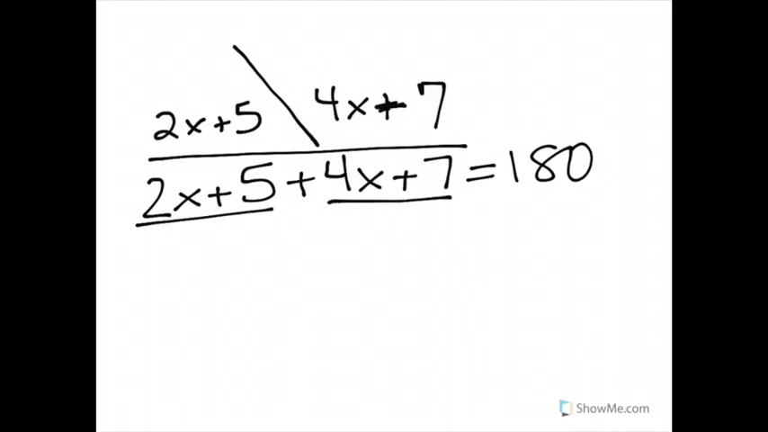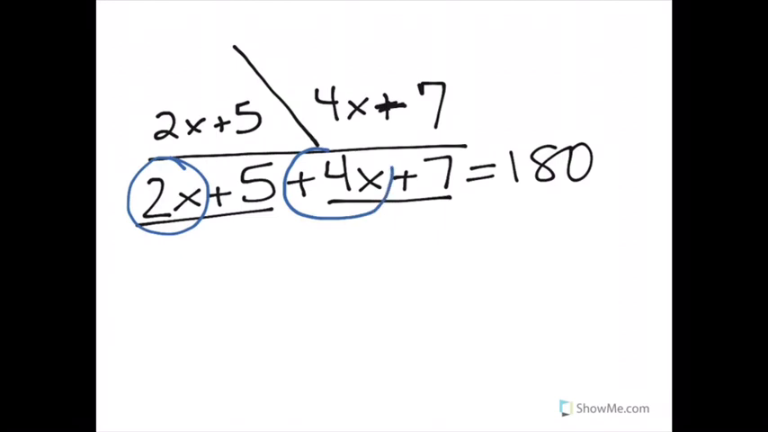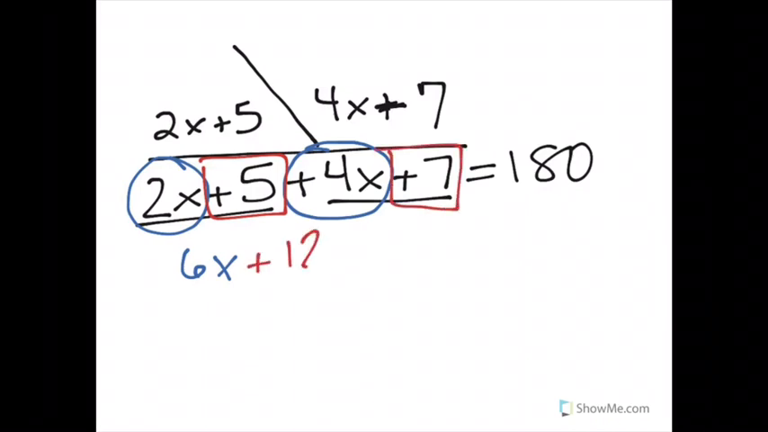Okay, the very first thing that we're going to want to do is combine like terms. So we have our 2x. Notice how I'm circling the plus in front of the 4x, showing that we are adding 4x's to our 2x to add up to 6x. We then have 5 units and 7 more units, totaling to be 12 units. And that needs to equal 180 degrees.